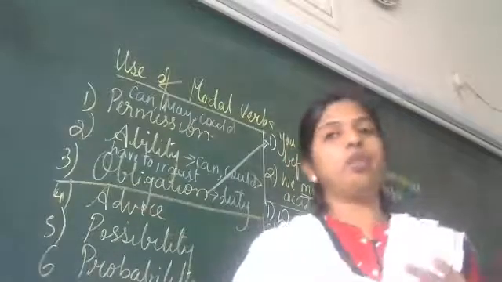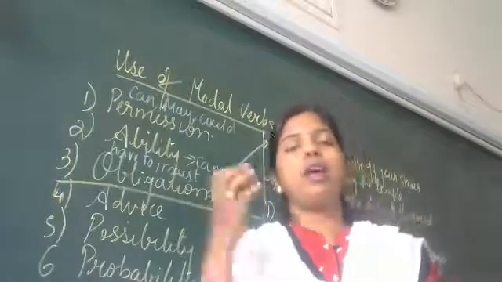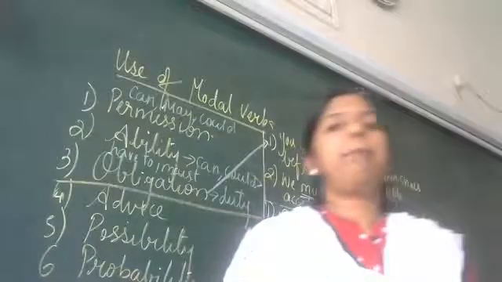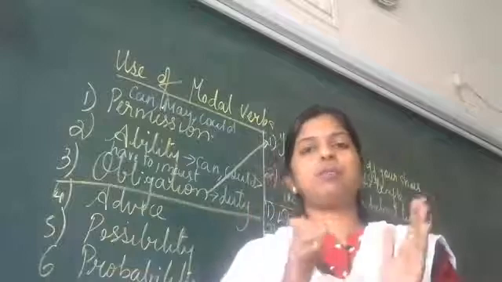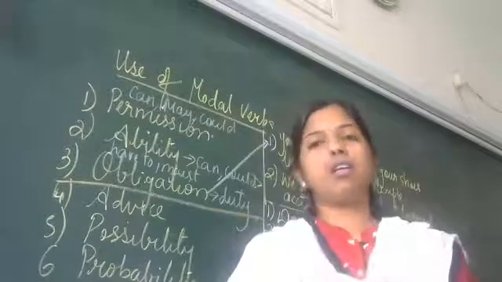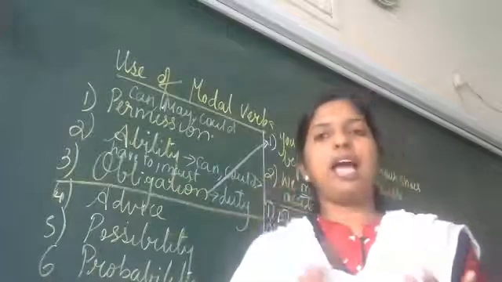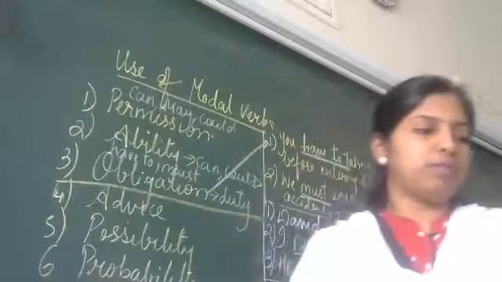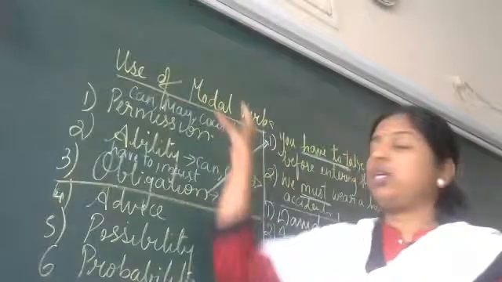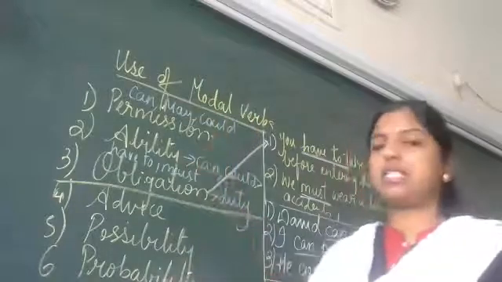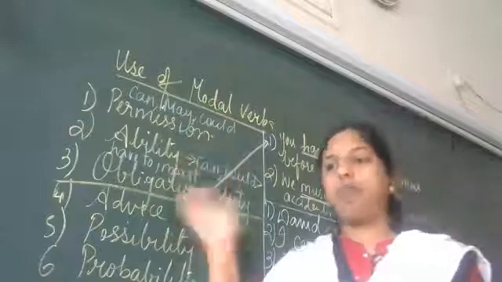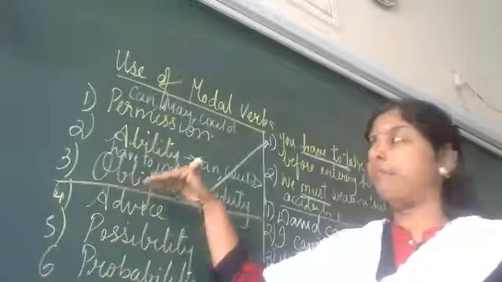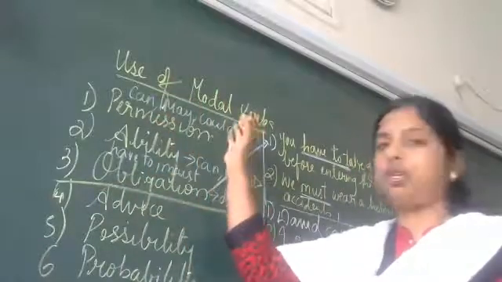They are used to indicate modality, that is the mood of the writer or the speaker, and they combine with the main verb, that is the principal verb. Along with the principal verb, we add a modal verb in the sentences. For example, can, could, must, should. These are some of the examples of the modal verbs. Then we saw the uses of modal verbs. We have 6 here: permission, ability, obligation, advice, possibility, and probability. In this, we have taken 3 today. In permission, we have can, may, and could.